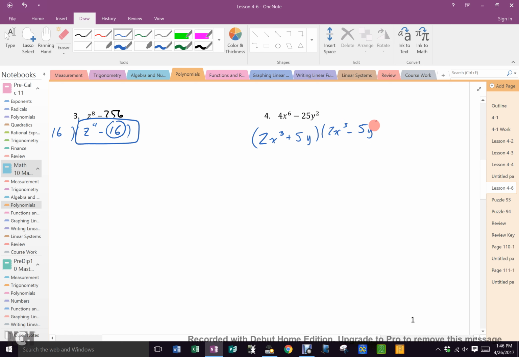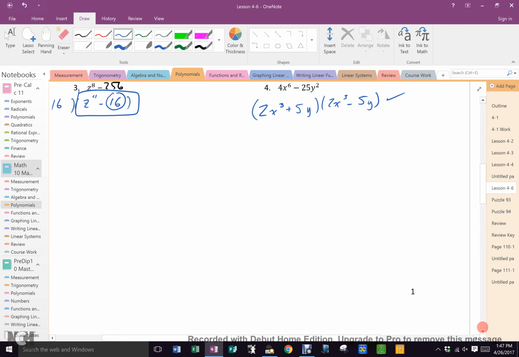Minus 5y. And then I check. Are they the same binomials? Yep. So the middle term's going to drop out because it's plus and minus, so all I got to do is check the first two. 2 times 2 is 4. X3 times x3 is x6. 5 times 5 is 25. Y times y is y squared. Did I do it right?